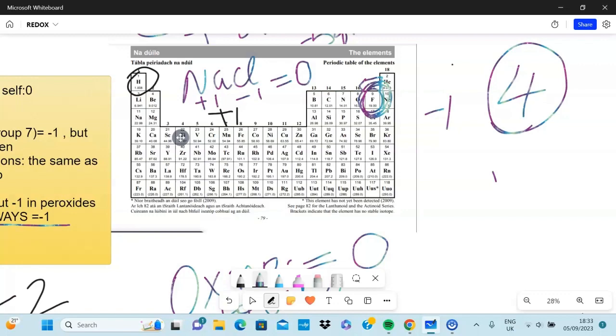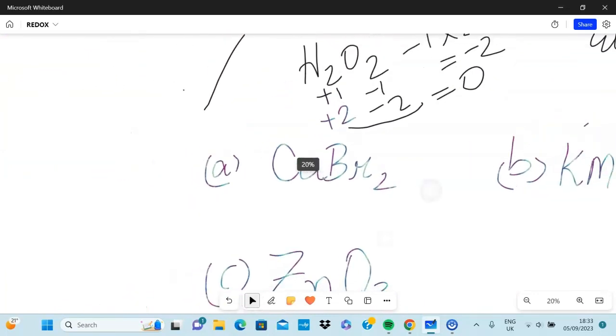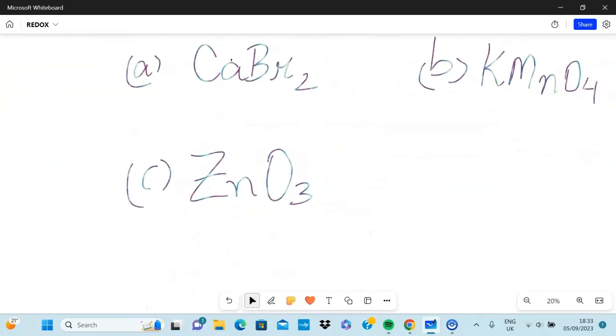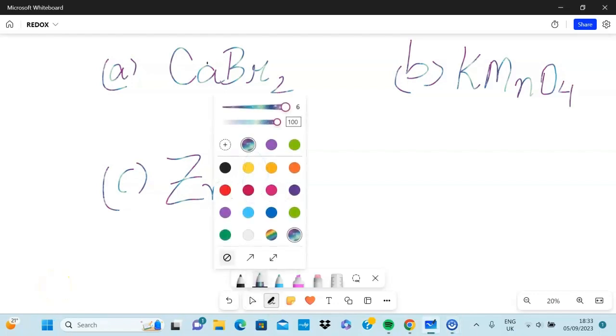So you understand that if you do more examples, which I'm going to let you do now. So there are a few examples here. CaBr2, KMnO4, ZnO3. Try that yourself, and then I'll do all of those with you right now in a moment. Okay, hope you got those done.